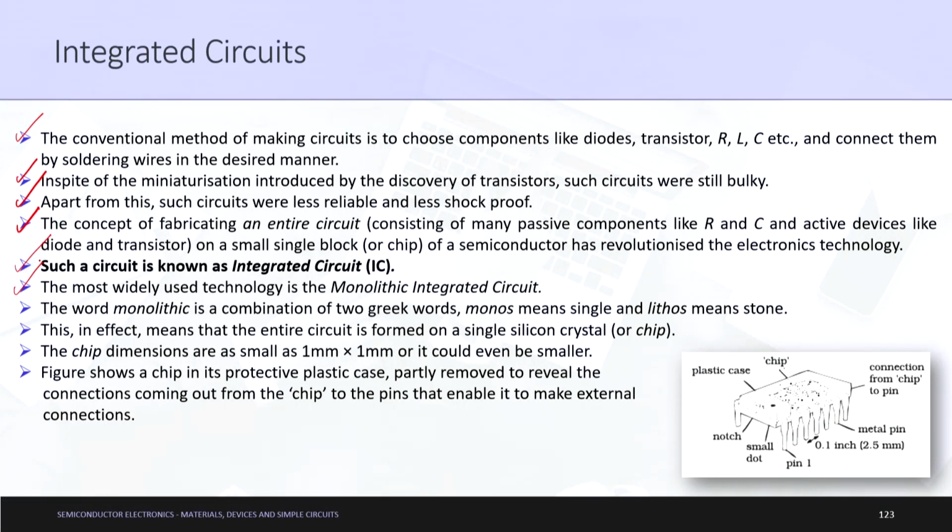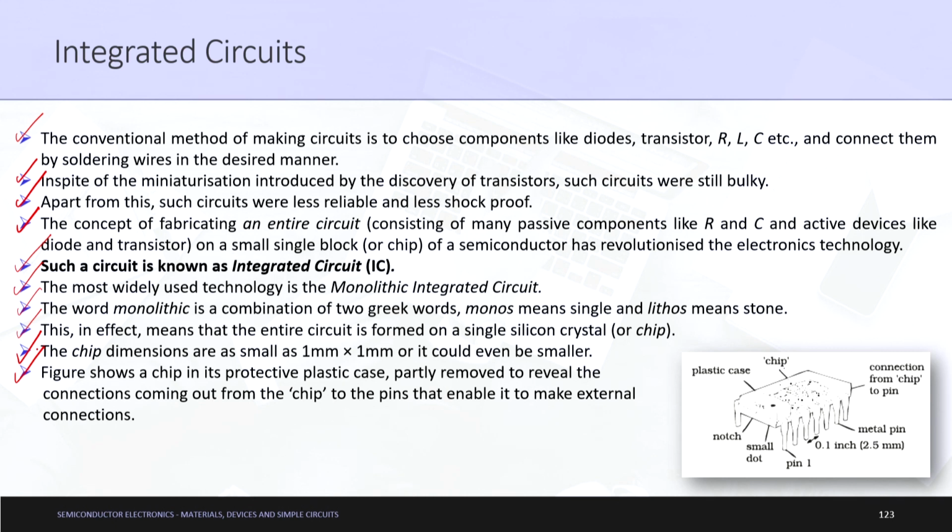The most widely used technology is the monolithic integrated circuit, that is MIC. The word monolithic is a combination of two Greek words, first is monos, which is single, and second is lithos, which is stone. This in effect means that the entire circuit is formed on a single silicon crystal. So, everything is formed on a single silicon crystal or chip. The chip dimensions are as small as 1 mm cross 1 mm. So, you can see what is the size of this chip. They are very small chips. The chip dimensions are as small as 1 mm cross 1 mm, or it could be even smaller.